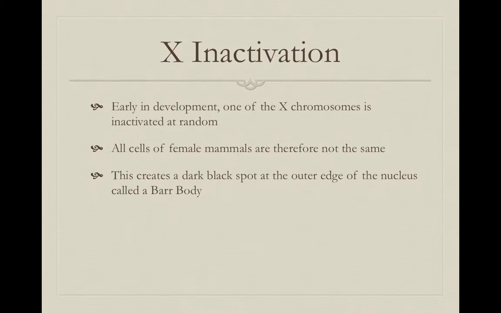So now we have X inactivation. And this is an interesting phenomenon actually. Early in development, one of the X chromosomes in a woman is inactivated at random, which is odd, you may think. You're really only expressing one of your X chromosomes. So all of the cells of female mammals are actually not the same. This X inactivation creates a dark black spot at the outer edge of the nucleus, which is called a Barr body. This is really interesting because, again, you would think that you're expressing both chromosomes, but you're actually not. There's just one chromosome that's being expressed, and the other one just randomly was inactivated.